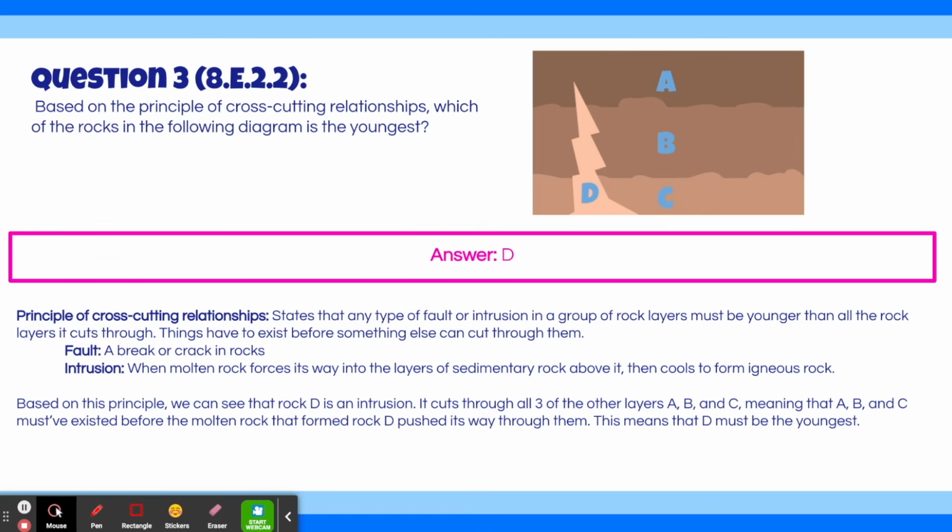Based on this principle, we can see that rock D is an intrusion. It cuts through all three of the other layers, A, B, and C, meaning that A, B, and C must have existed before the molten rock that formed rock D pushed its way through them. This means that D must be the youngest.